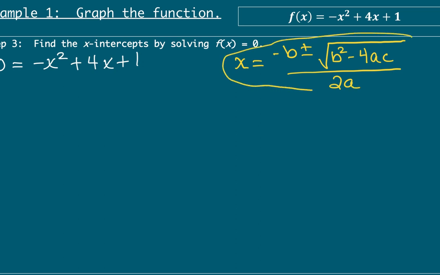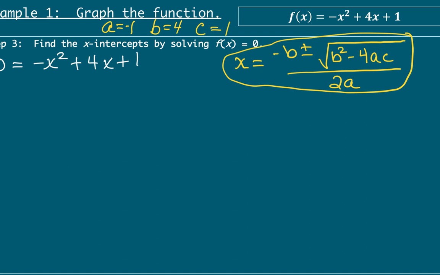You don't have to remember how to factor or anything. You can just plug everything into there and get what you need. It'll give you two values because you have a plus or minus, and you have a, b, and c ready to go. So let's just write those down again. We have a equal to negative 1, b equal to 4, and c equal to 1.